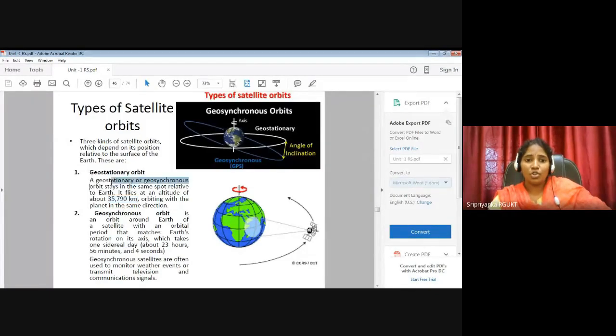A geostationary or geosynchronous orbit stays in the same spot relative to the Earth. It flies at an altitude of 35,790 kilometers, orbiting with the planet in the same direction. So you should understand that as the Earth rotates, the satellite also rotates, and at that altitude it is launched.